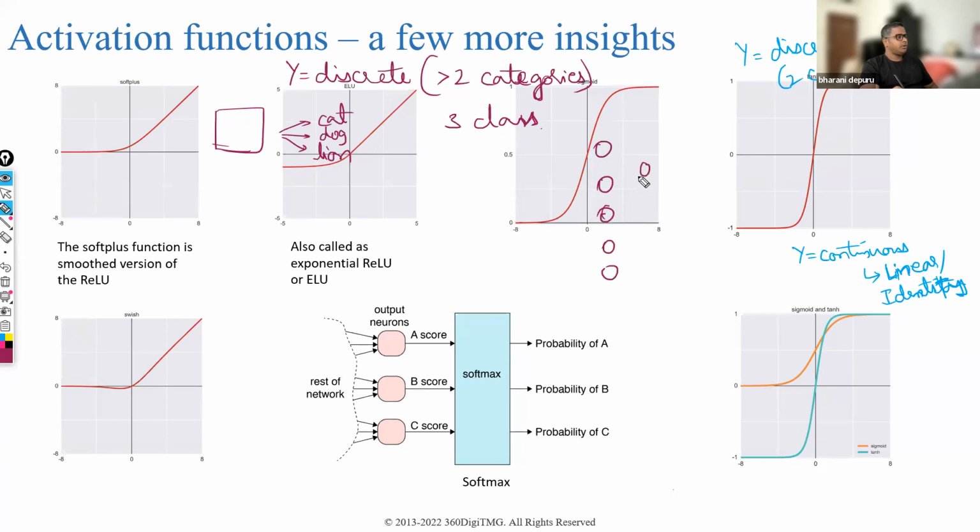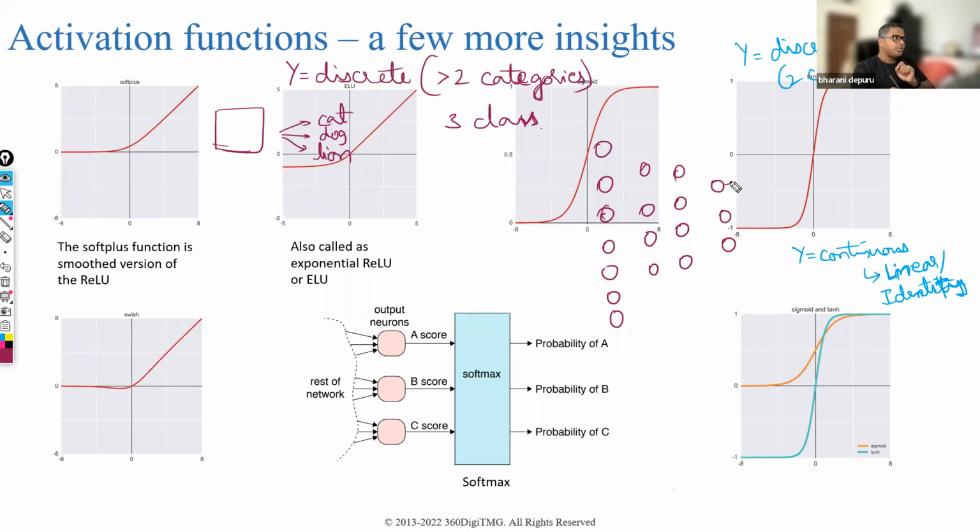You have your input, you have your hidden layers, and then you have your output. Since you have three classes, you need to have three neurons in the output layer. Since you have three, you'll have three neurons. That is what we have spoken.